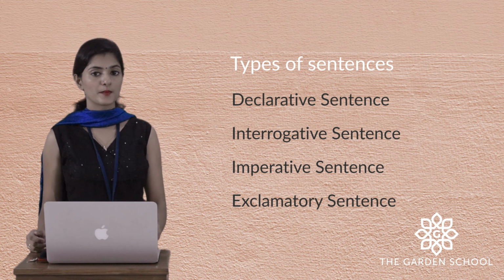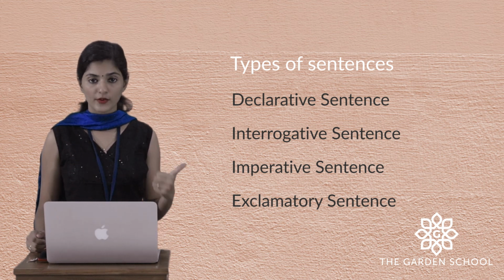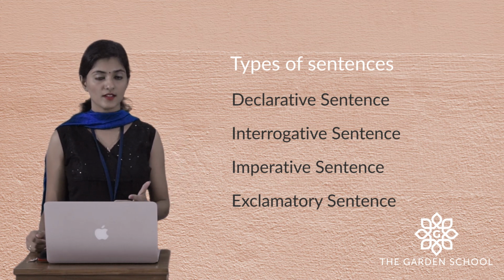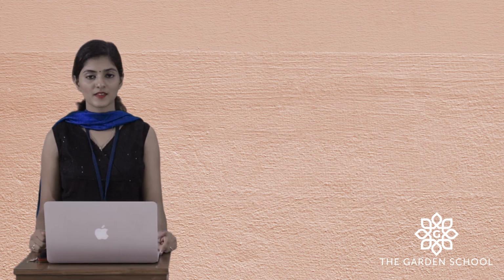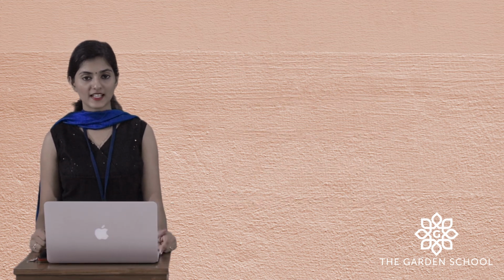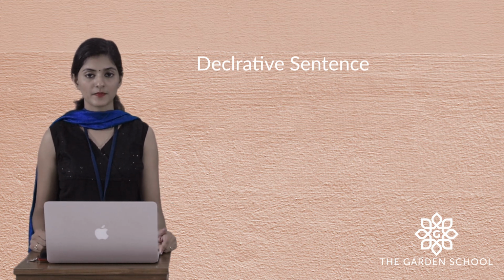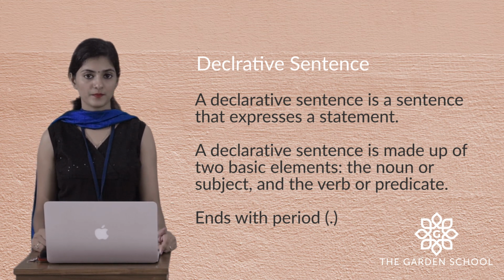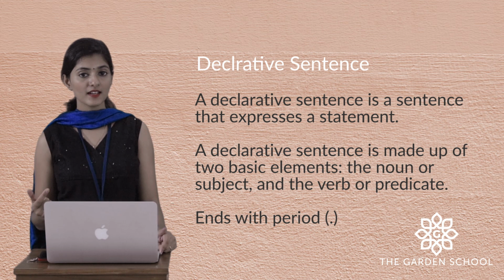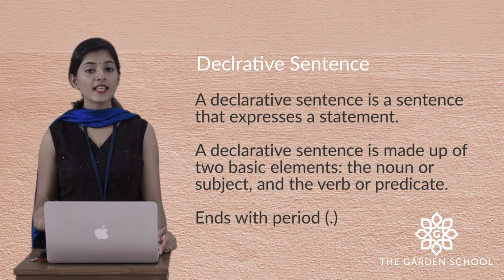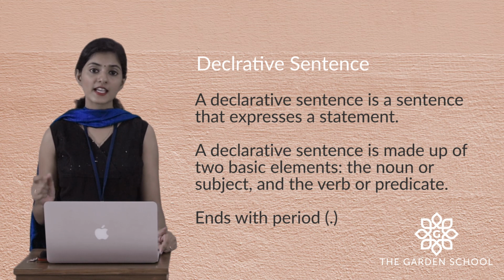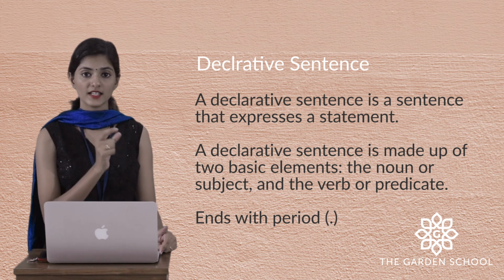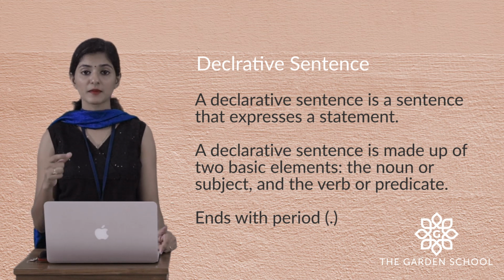There are basically 4 types of sentences. That is, declarative sentence, interrogative sentence, imperative sentence and exclamative sentence. Now we'll see one by one. Now we'll see the first type of sentence, that is declarative sentence. A declarative sentence is a sentence which expresses a statement. That is, it should give a meaning about the subject. The cat drinks milk. Cat is a subject. It drinks milk, so it gives information about the cat. The cat drinks milk. That is a meaningful sentence.